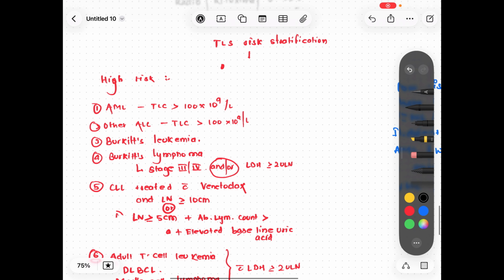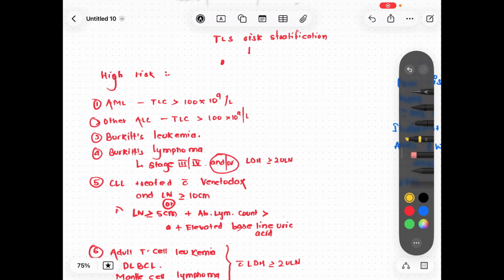Now coming to the TLS risk stratification. The TLS risk stratification is very important because it directly guides the management. Not all patients with malignancy have the same risk of developing TLS. Some are low risk, some are intermediate risk, and some are high risk. So why is risk stratification needed? Because it helps to predict the likelihood of TLS occurring and decide the preventive strategy also.